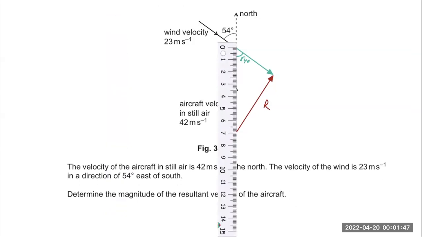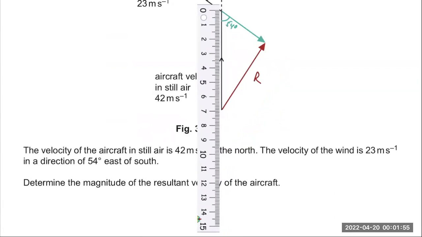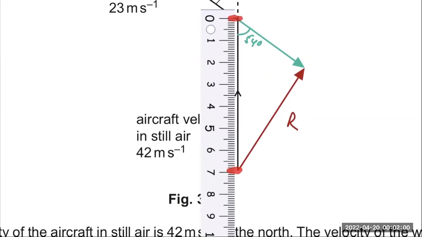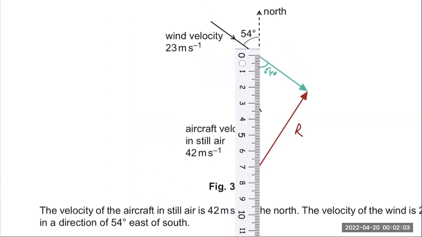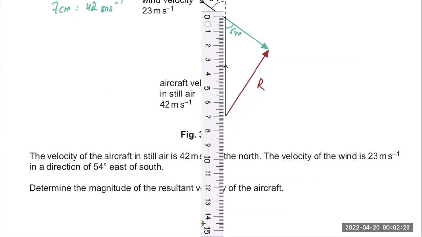So what I feel here is that if I put it somewhere over here, I realize that this vector has a length of approximately 7 centimeters. And this 7 centimeters represents 42 meters per second. This is what I think. You'll get a different value. Once again, this is not a real ruler. It does not have a fixed length. So 7 centimeters represents 42 meters per second, my bad.